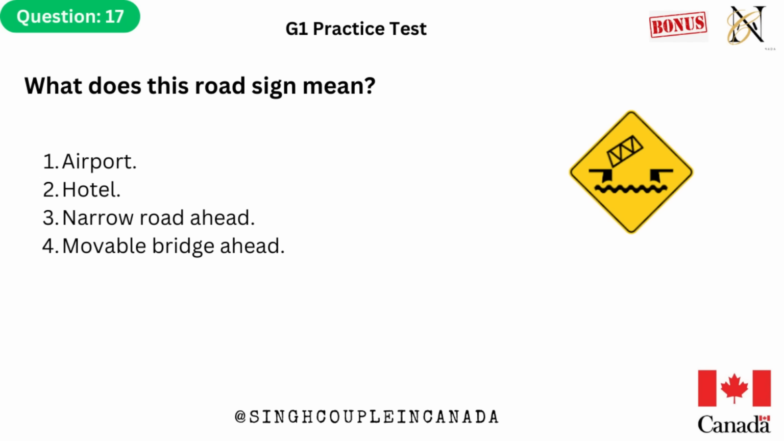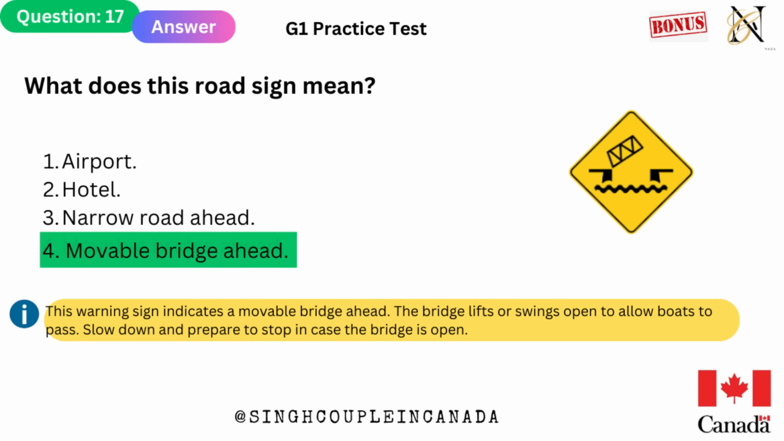What does this road sign mean? 1. Airport. 2. Hotel. 3. Narrow road ahead. 4. Movable bridge ahead. The answer is 4. Movable bridge ahead. This warning sign indicates a movable bridge ahead. The bridge lifts or swings open to allow boats to pass. Slow down and prepare to stop in case the bridge is open.